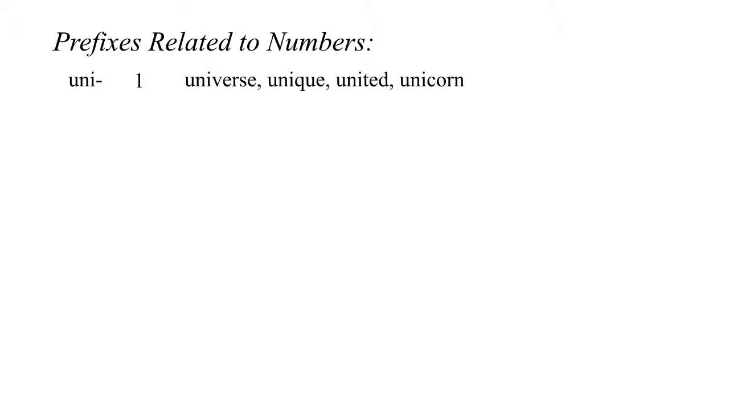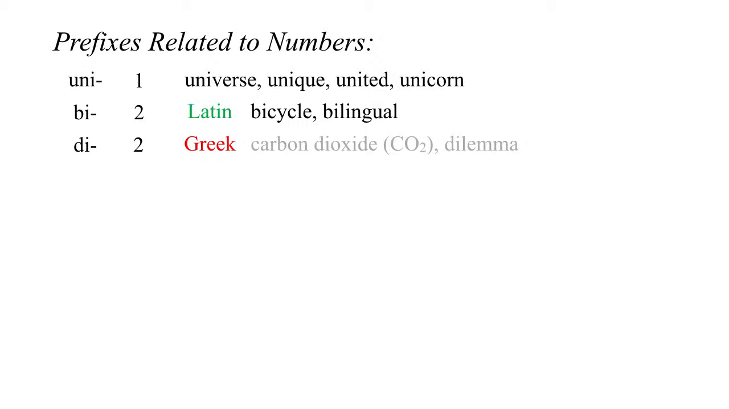Now, for the number 2, there are 2 prefixes you might see. Probably the more common one is bi. Now, bi comes from Latin, and you may see this in words like bicycle, which has 2 wheels, or bilingual, which means knowing 2 languages. But you also may see di. Now, di comes from Greek, and you may see this in words like carbon dioxide, CO2.